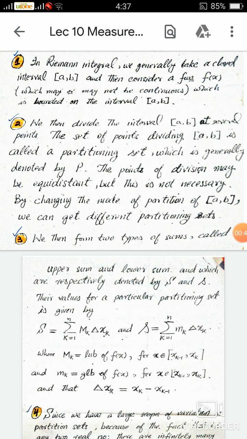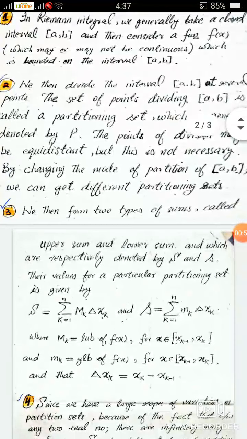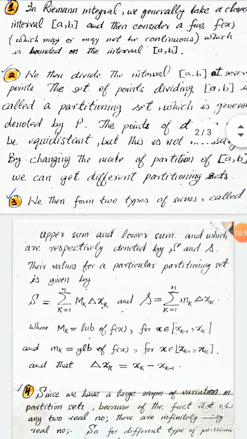Today we take a bounded function on the closed interval [a, b]. A function is said to be bounded if there is a specified constant value such that all the values of the function are less than or equal to that constant value.